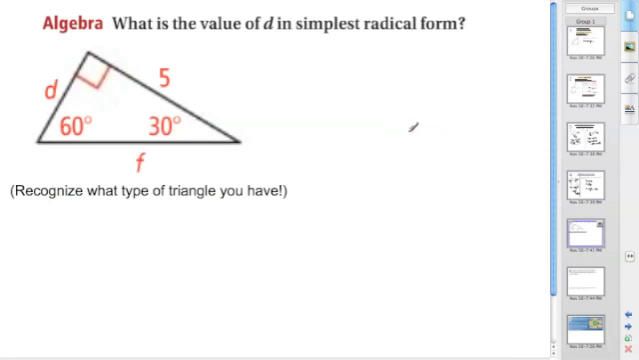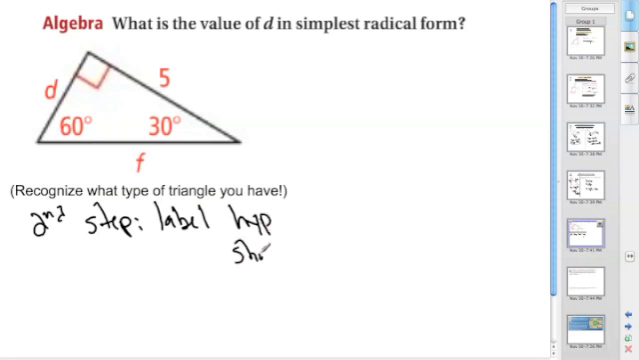Now let's apply the 30, 60, 90 rules, solving for missing legs or hypotenuse. First thing, you have to recognize what type of triangle you have. Here we have a 30, 60, 90, so we're using 30, 60, 90 rules. Second step, you need to label your hypotenuse, your short leg, and your long leg.